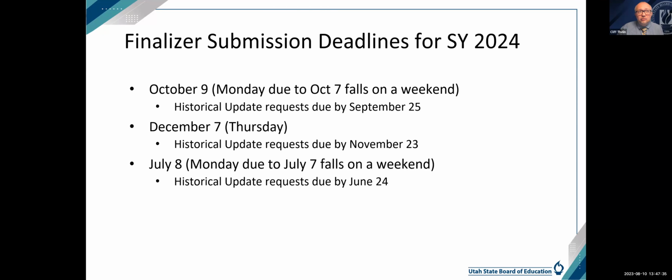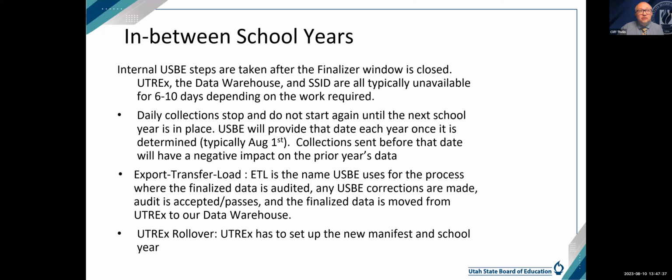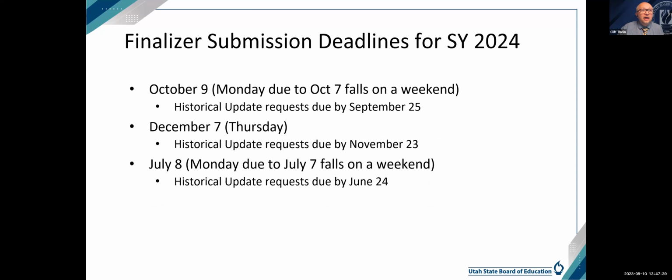The next is December 7th, which is a Thursday. And then we've got the historic update requests due by November 23rd. And then the end of the year is going to be July 8th, which is Monday, due to July 7th falling on a weekend. The historic update requests there will be due by June 24th. Go to the next slide.